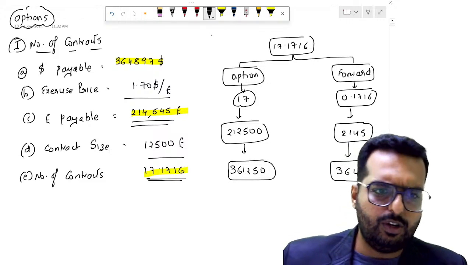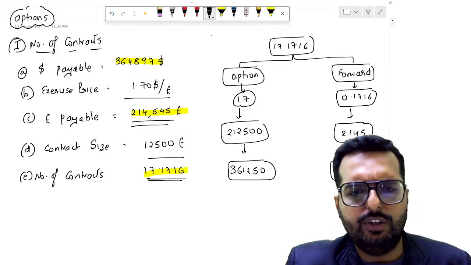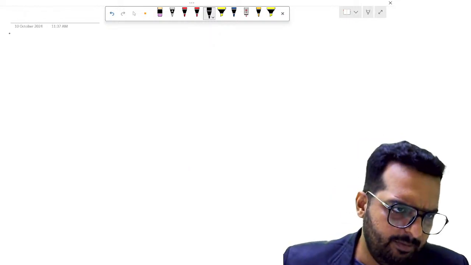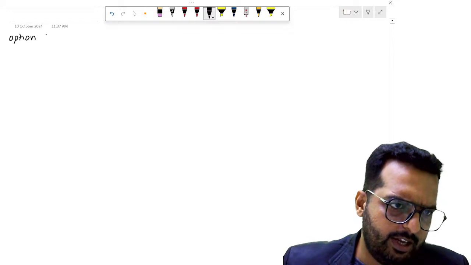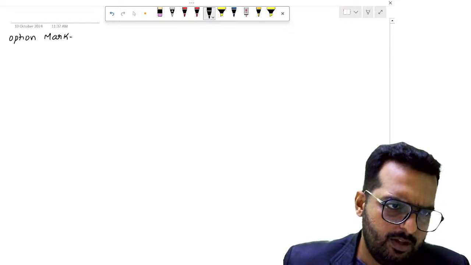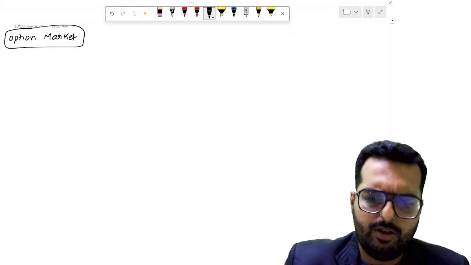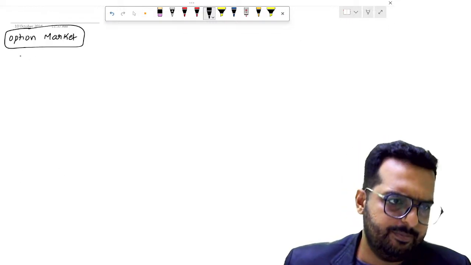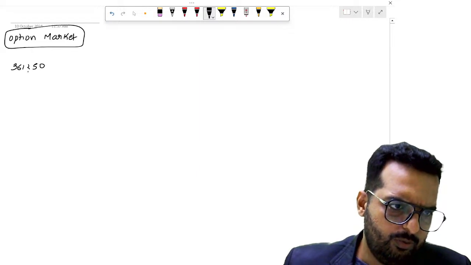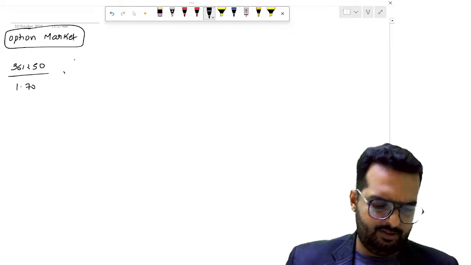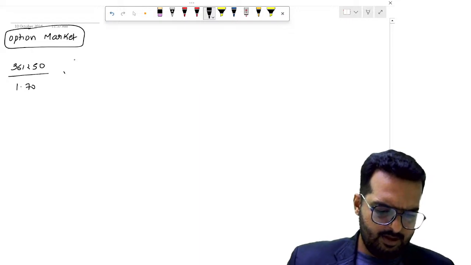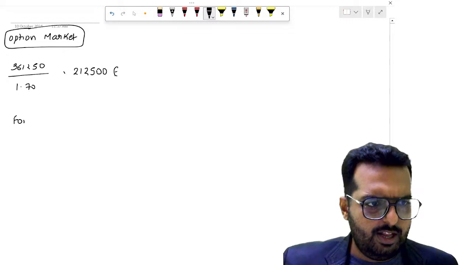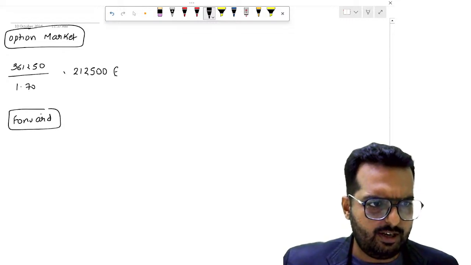Yes, friends, I believe you are all clear with this part. Once we do this, now we are supposed to find out how much money is payable. First, which market am I going to take? Option market. In the option market, what is the pound amount that I have over here? 361,250. 361,250 divided by 1.7 will be 212,500 pounds.